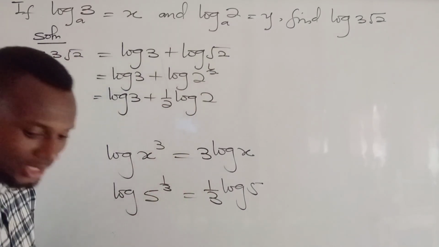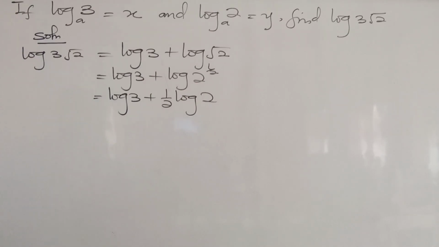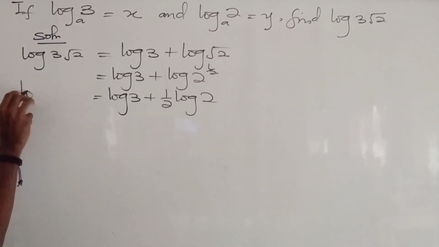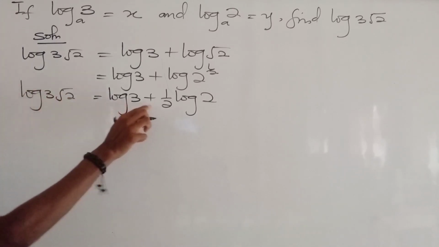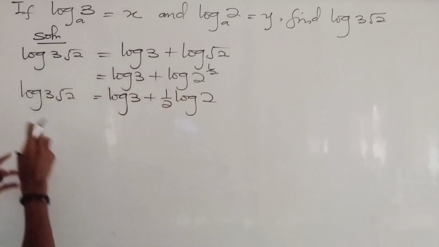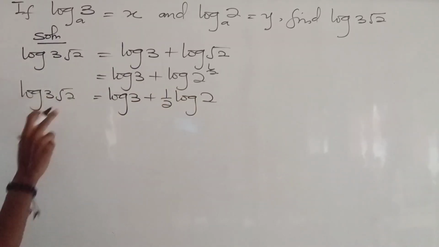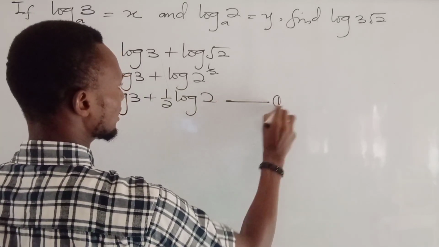Now let me clean it for us to continue. Now we have our log of 3 root 2 to be log 3 plus half log 2. So that's the expansion for the log 3 root 2. I will name this one as equation 1.